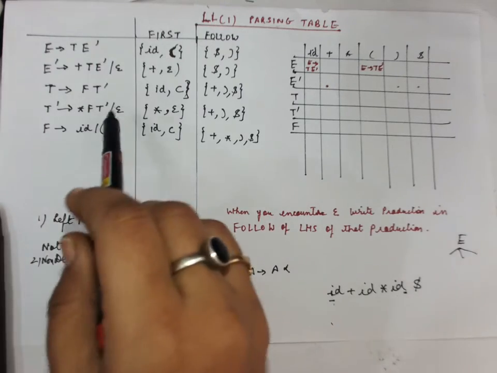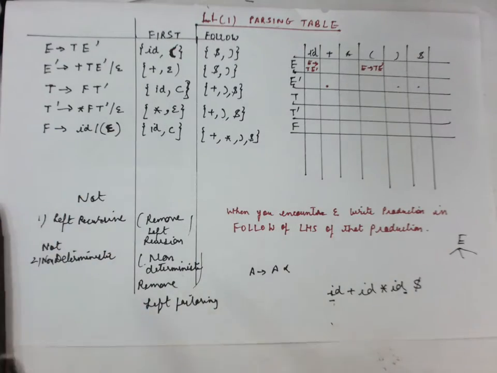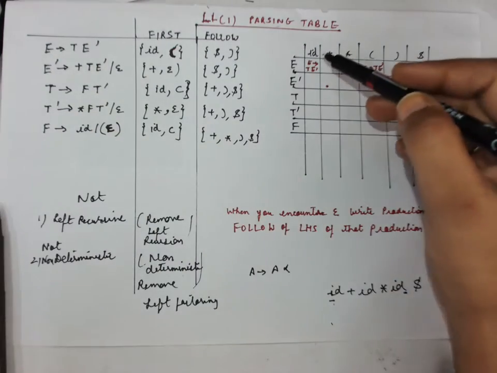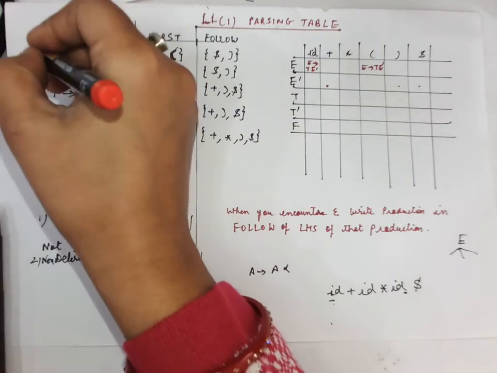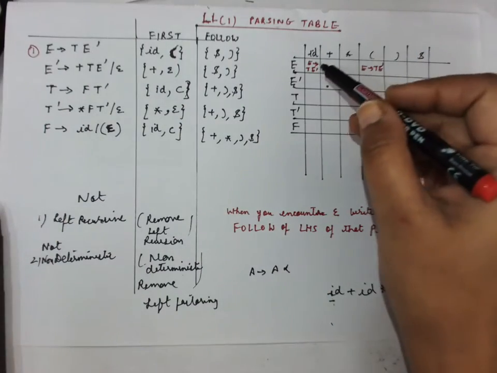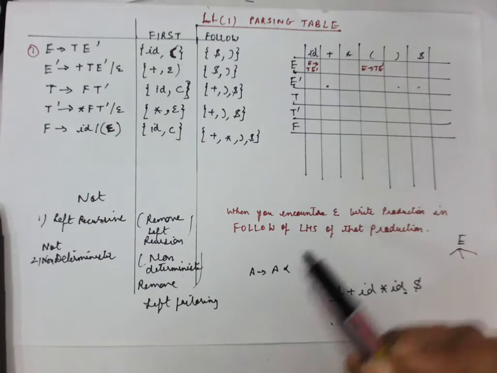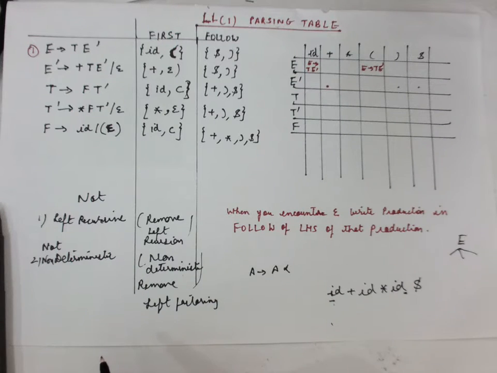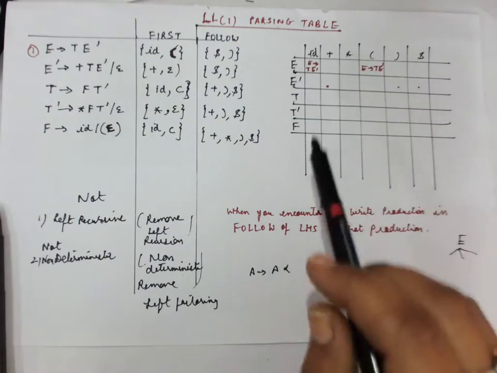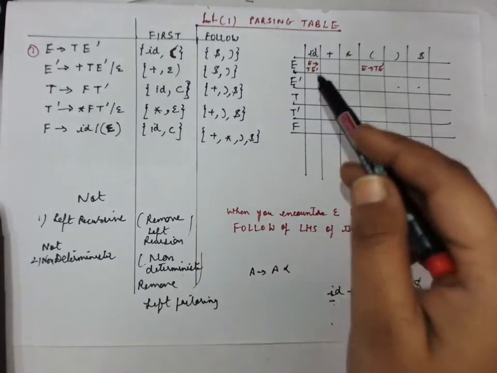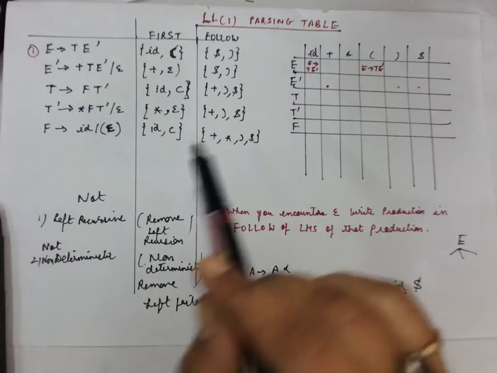Here you can see what is the first of this E: it is ID and this left parenthesis. So you will put this rule E gives TE dash under this ID, and under the left parenthesis also E gives TE dash. So this is our first production rule, we can say. Here we have E gives TE dash under ID and left parenthesis. Whatever first we are getting when we apply this production rule, we will write this production rule under this non-terminal and the terminal.